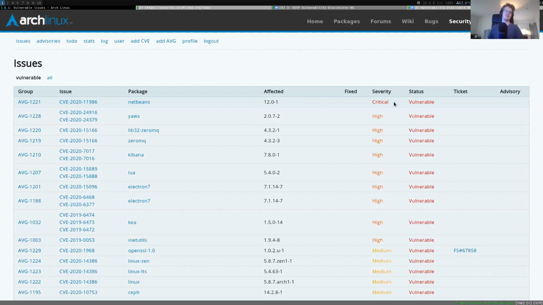Is it a remote? Is it a local DOS problem, not critical severity? And just do a little bit of eyeballing based on the CVSS from Red Hat and NVD. So they're not based on CVSS currently. Thank you.